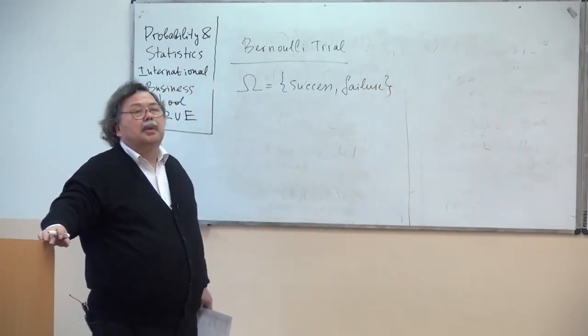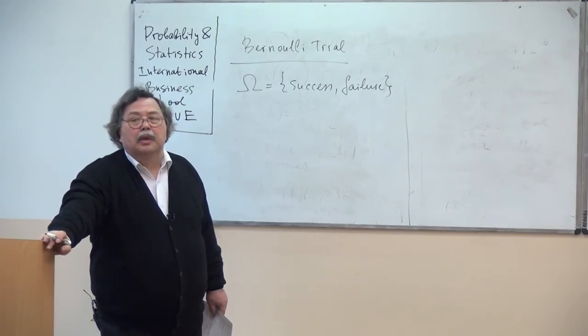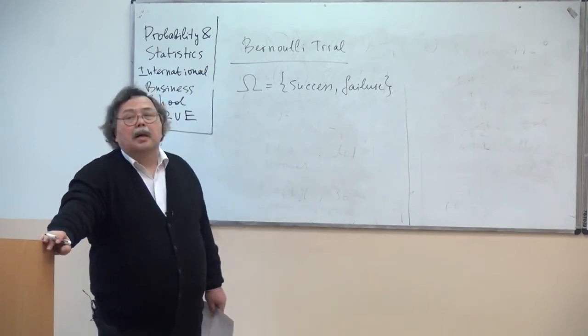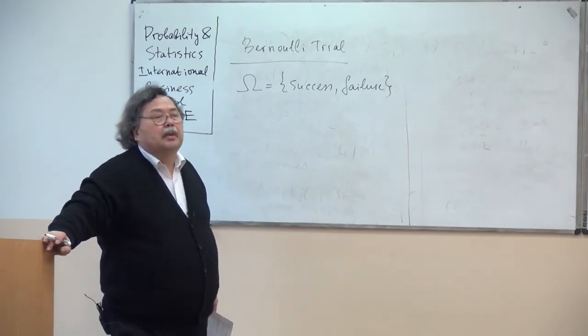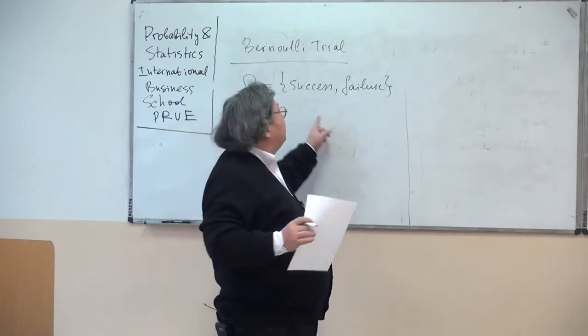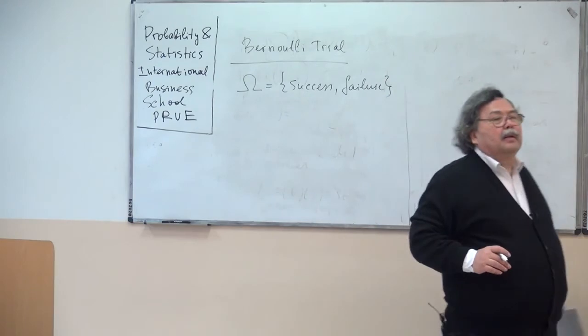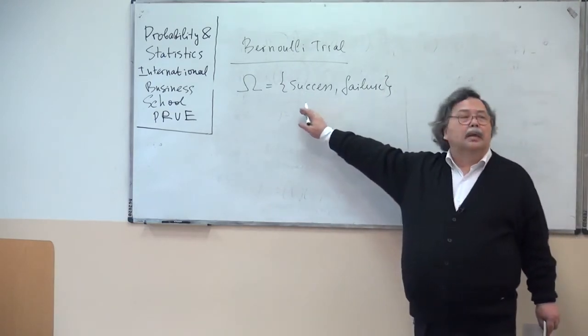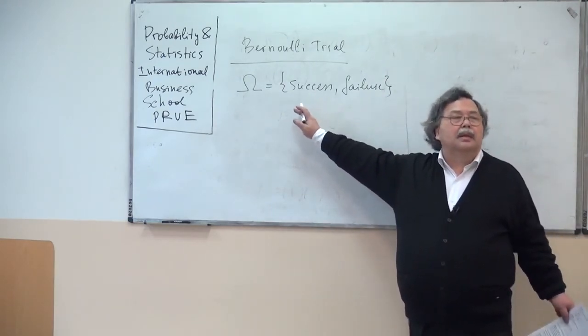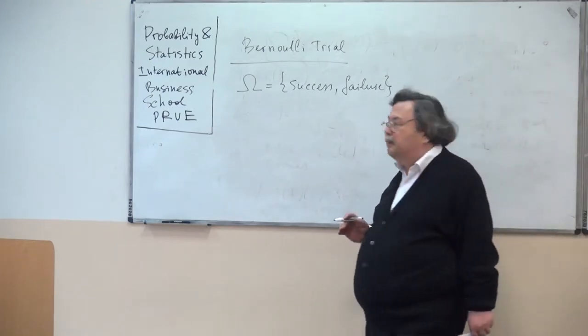Well, the sample space here consists of two outcomes, and quite arbitrary. One of them is called success, and the other one is called failure. This is a tradition in probability theory. You should not give any serious meaning to these words. It's just a way to distinguish between the two possibilities.